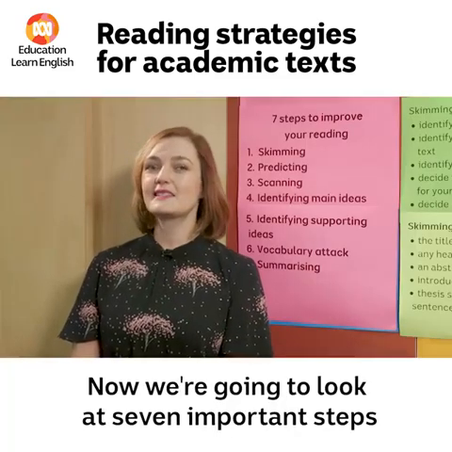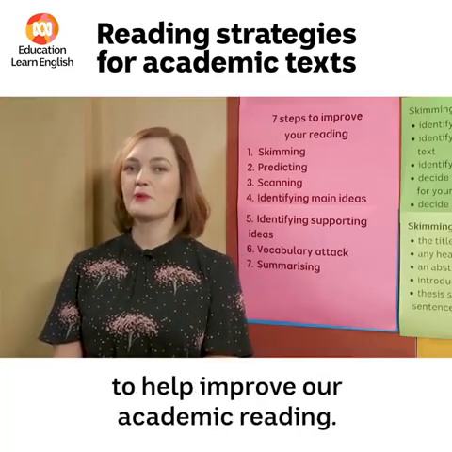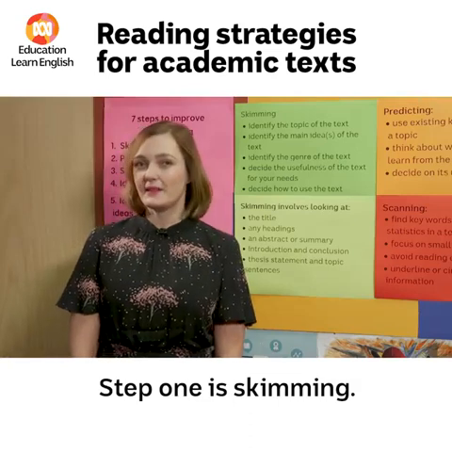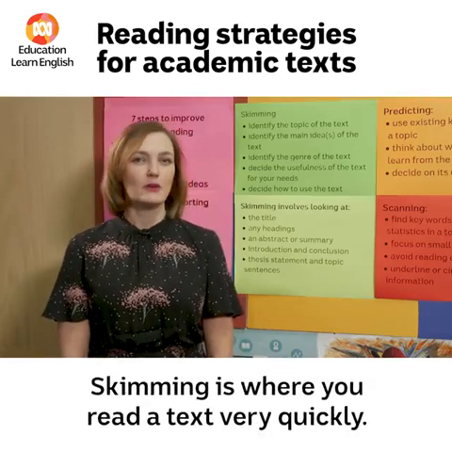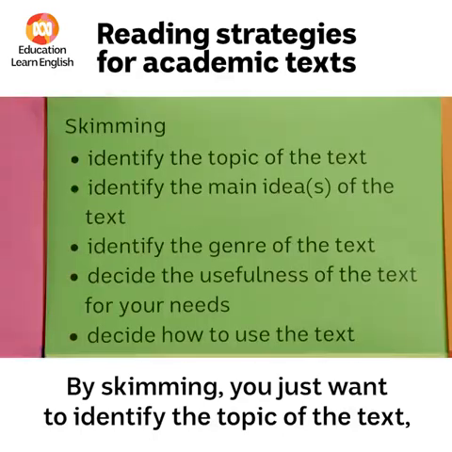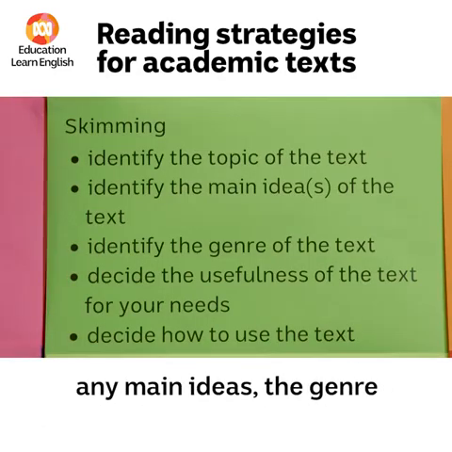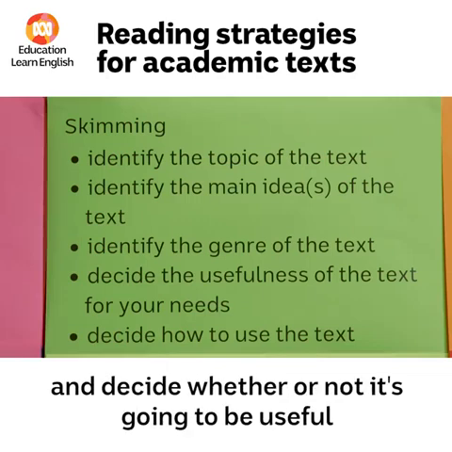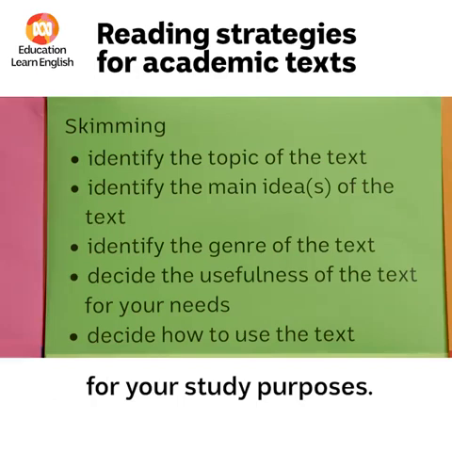Now we're going to look at 7 important steps to help improve our academic reading. Step 1 is skimming. Skimming is where you read a text very quickly. By skimming, you just want to identify the topic of the text, any main ideas, the genre, and decide whether or not it's going to be useful for your study purposes.